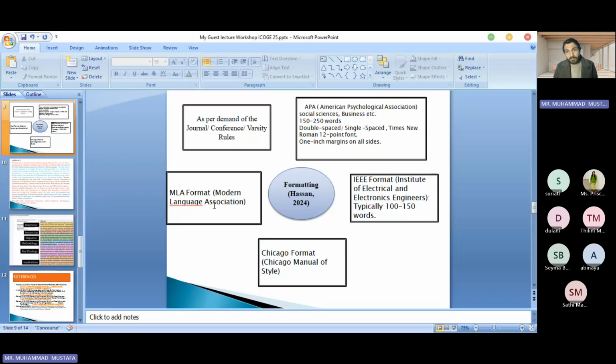As mentioned, the abstract in such format is based on 100 to 150 words. It means it's a short one. And the last format I have mentioned here is the Chicago format. So many journals ask for the Chicago Manual of Style if you submit your paper. They demand it, so we have to follow.